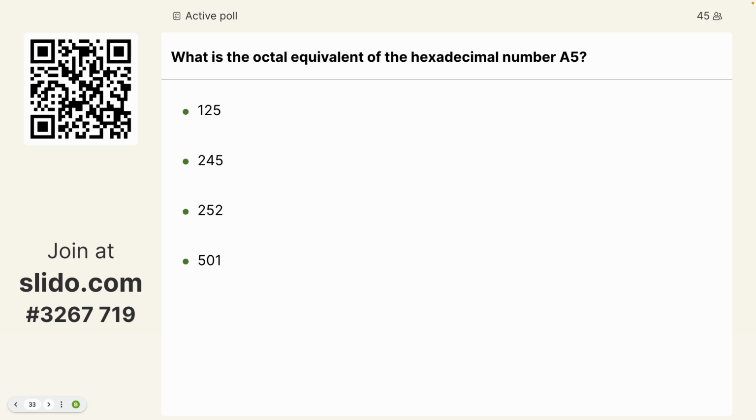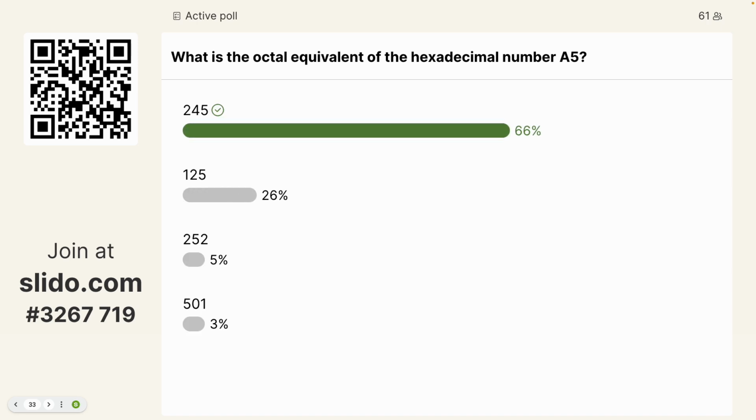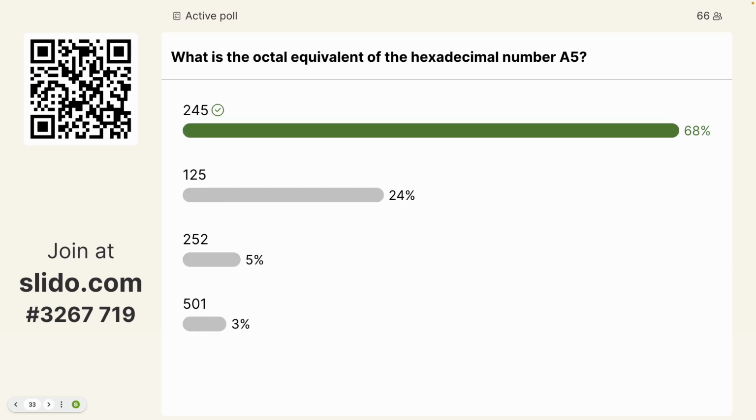So the decimal value for A in the hexadecimal number is 10. Okay, we just need 6 more. We need 3 more, 2 more, 1 more. Great. Oh, interesting. Okay. But we still have over half of the submissions choosing the correct answer. So yes, the correct octal representation for this hexadecimal number is 2, 4, 5.